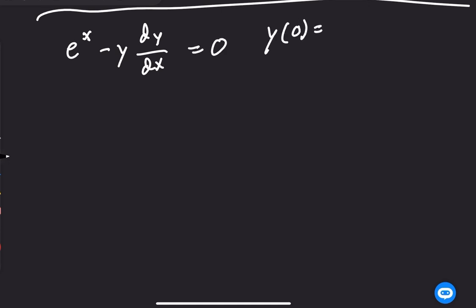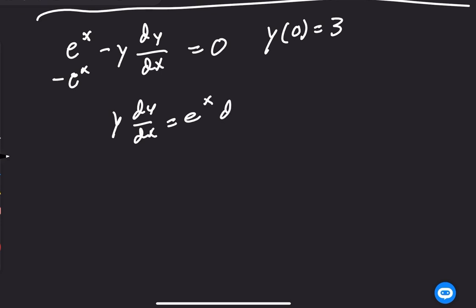Okay, now for our last problem, this is just going to be a trickier version of what we just did. So we have e to the x minus y dy dx equals 0 when y of 0 equals 3. So we're just going to subtract over e to the x, negative y. We'll just times it all by negative to make it simple.